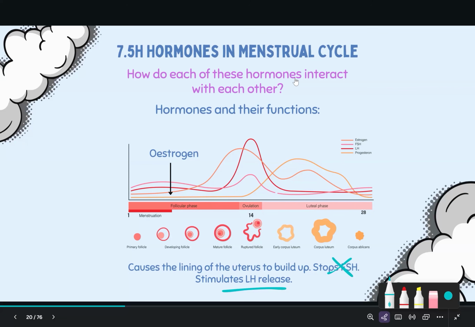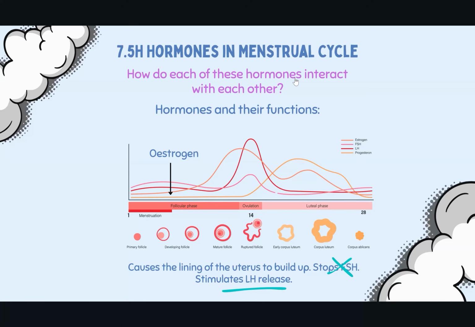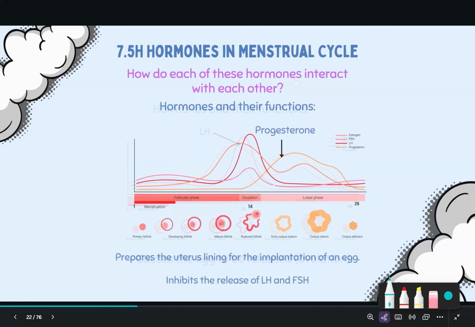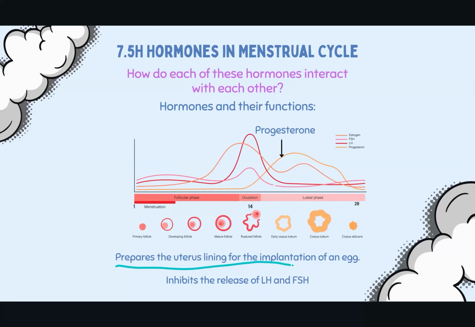So now the egg's matured, it's been released, and there's a thick uterus layer. LH causes the egg to be released, and then progesterone prepares the uterus lining for implantation of an egg.